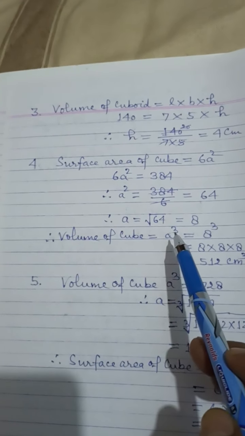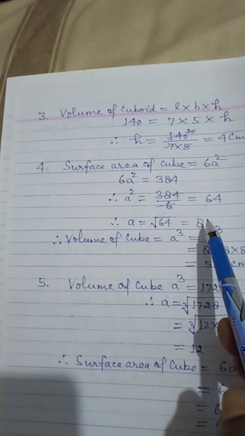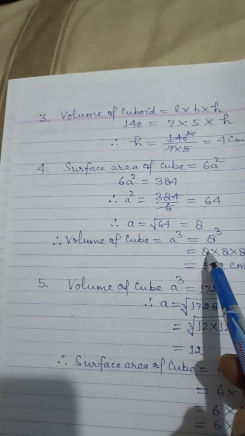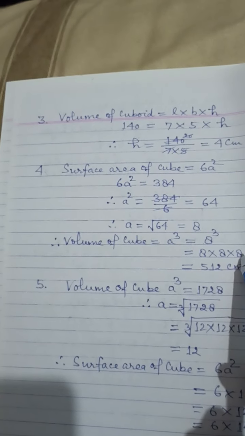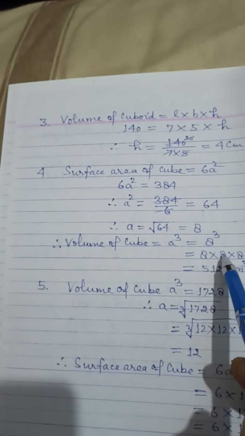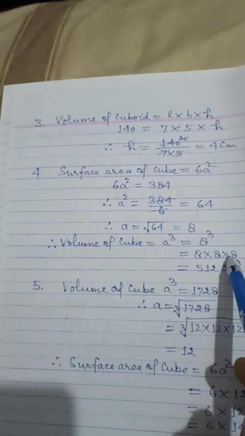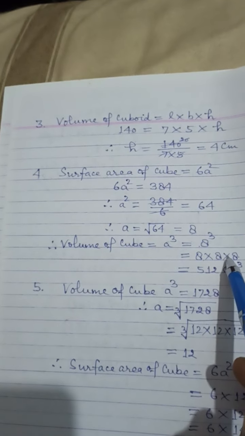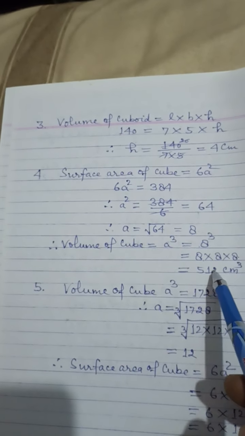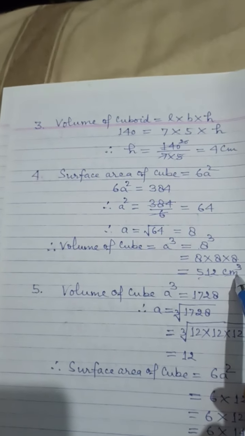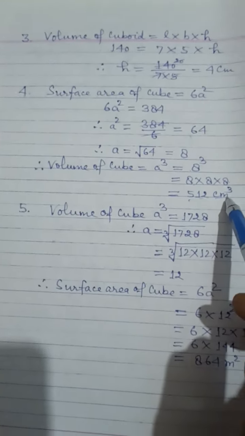You know the formula, and side a is given 8. So 8 cube means 8 into 8 into 8. 3 times. Multiplication of 8 3 times. 8 into 8 into 8. So 8 8s are 64. 64 into 8. 64 8s are 512 cubic centimeters. Okay. Now question number 5.